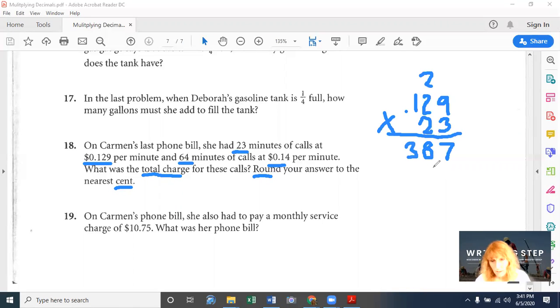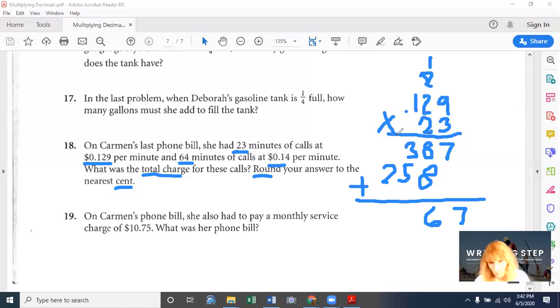Then we have 2 times 9 is 18. Carry the 1. Cross that off and put the 1 there now. 2 times 2 is 4, plus 1 is 5. Be careful that I'm lining up my numbers as best I can here. And 2 times 1 is 2. Then I add those together, and I get 7. 8 and 8 is 16. Carry the 1. 8 and 1 is 9. And then 2. And how many numbers after the decimal do I need? 3. So 1, 2, 3. So the first phone bill was 2.967.